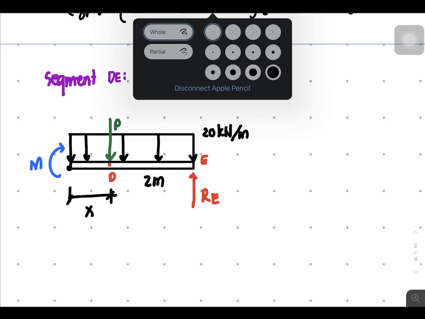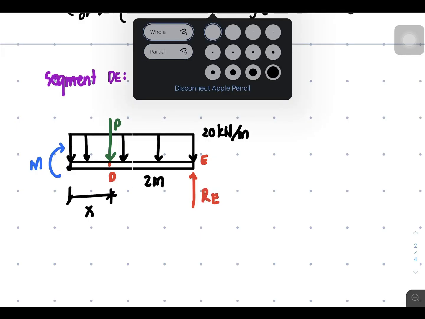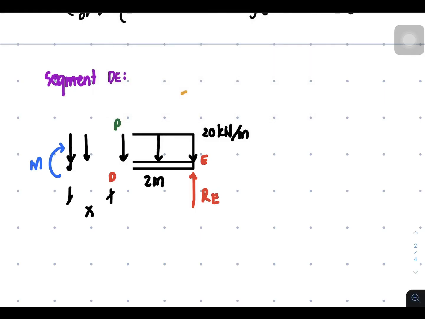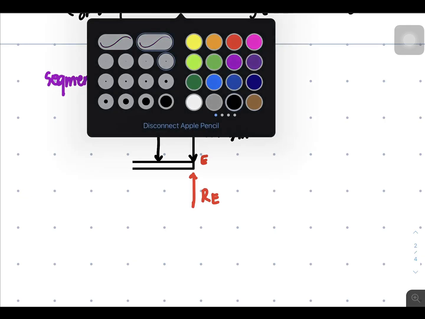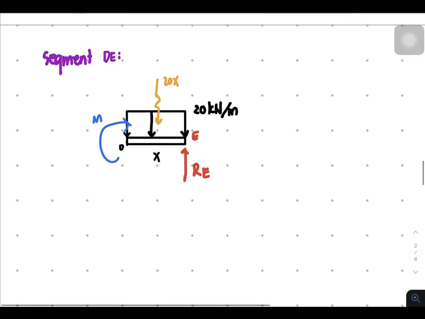Then I'll erase this, and this portion here I'll cut here, and I need to erase everything here. And this is no longer 2 meters, and this is now x, for this is the point of cutting, and you have to supply the equation or the rotation m. Of course, we'll have here the resultant. It's now 20 times x.